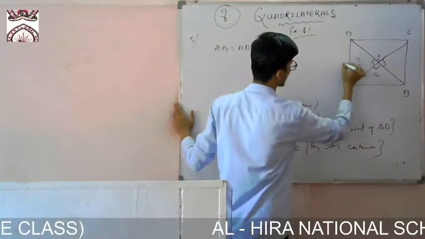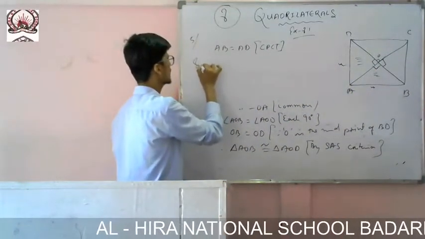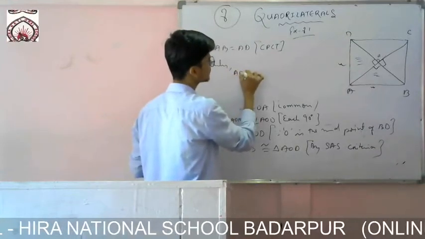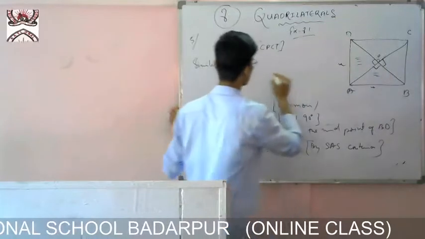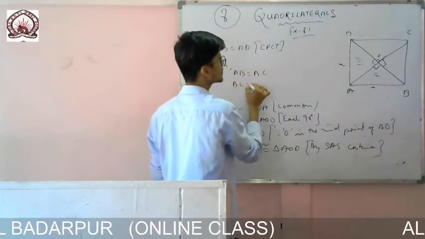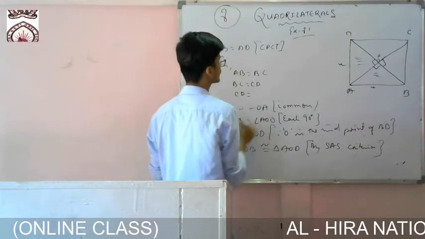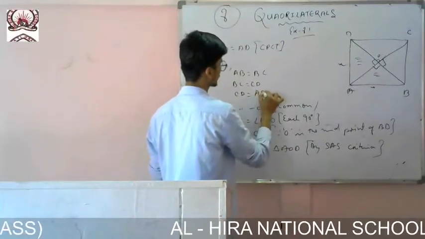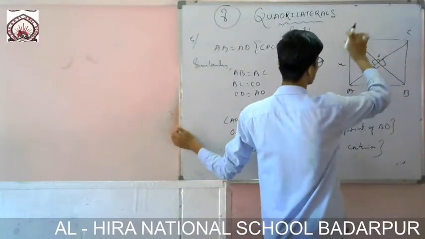Like earlier, I have shown that this side is equal to this side by taking these two triangles. So similarly, if I take these two triangles, AB will be equal to BC. Just the same one I have done. The next one will be BC is equal to CD, and then the next one will be CD is equal to AD. AB, BC, BC, CD, CD, AD.